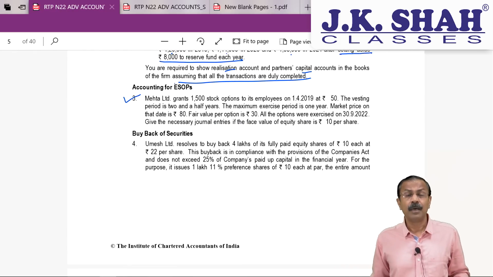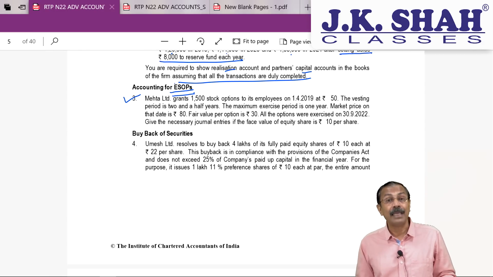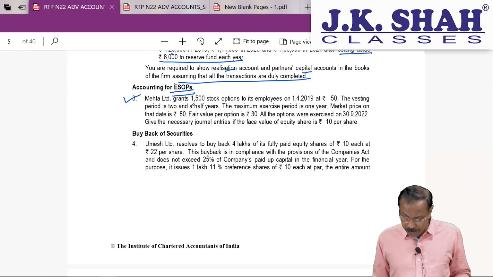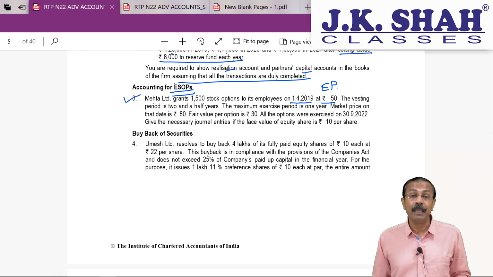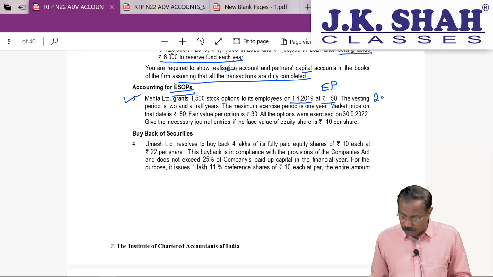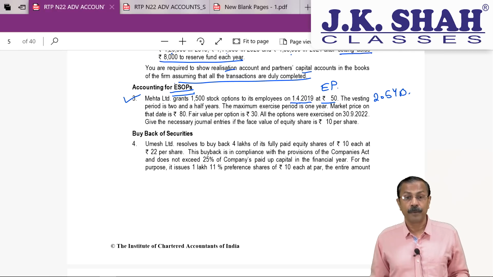Third, accounting for ESOP now. Employee stock option plan. Mehta Limited grants 1500 stock options to its employees on 1st April 19 at rupees 50. This is what we call the exercise price. This is the price that the employee will have to pay if he wants to subscribe the shares. The vesting period is 2.5 years. I'll write it as 2.5 years. The maximum exercise period is 1 year.